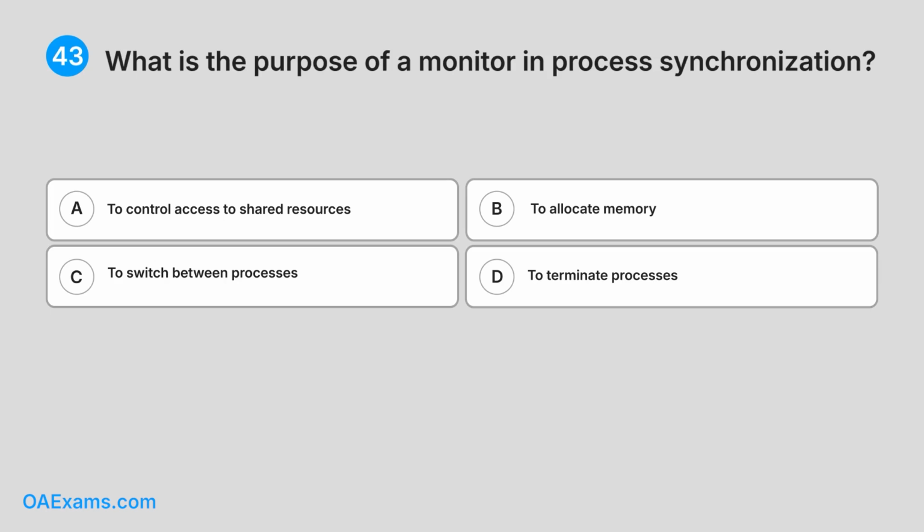43. What is the purpose of a monitor in process synchronization? A. To control access to shared resources. B. To allocate memory. C. To switch between processes. D. To terminate processes. Can you guess the answer?